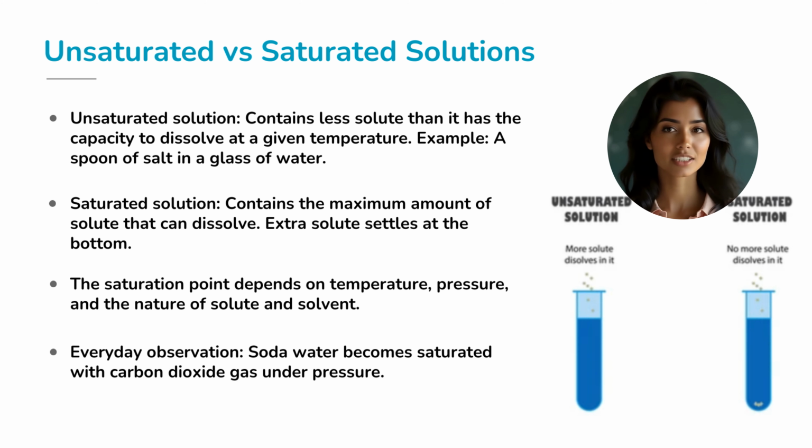An unsaturated solution is one where the solvent can still dissolve more solute under given conditions. Imagine adding a spoon of salt to warm water, it disappears instantly. That's unsaturated. But if you continue to add salt, there comes a moment when no matter how much you stir, the excess just sinks to the bottom. That's the saturated state. At this stage, the rate of solute dissolving equals the rate of solute particles crystallizing back.